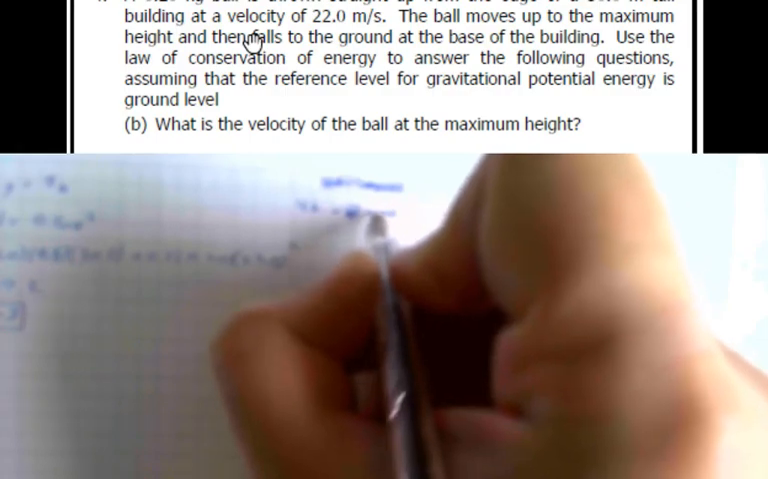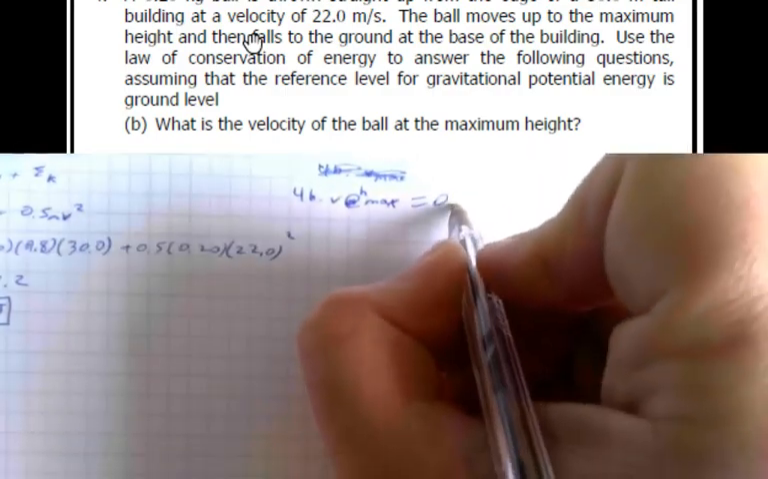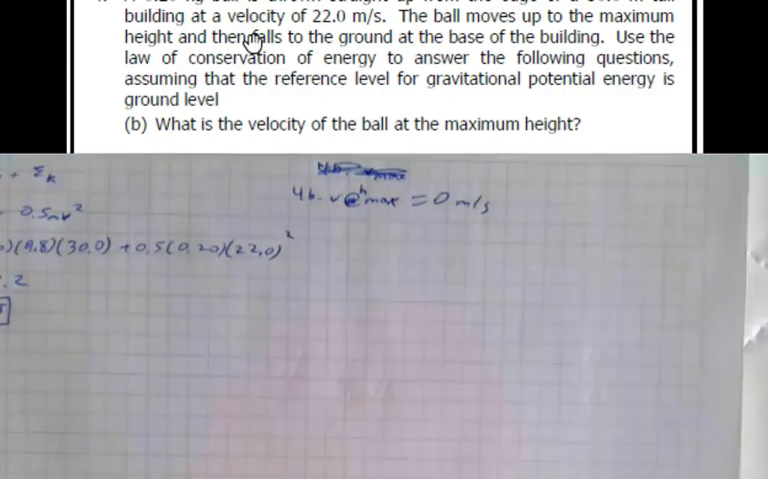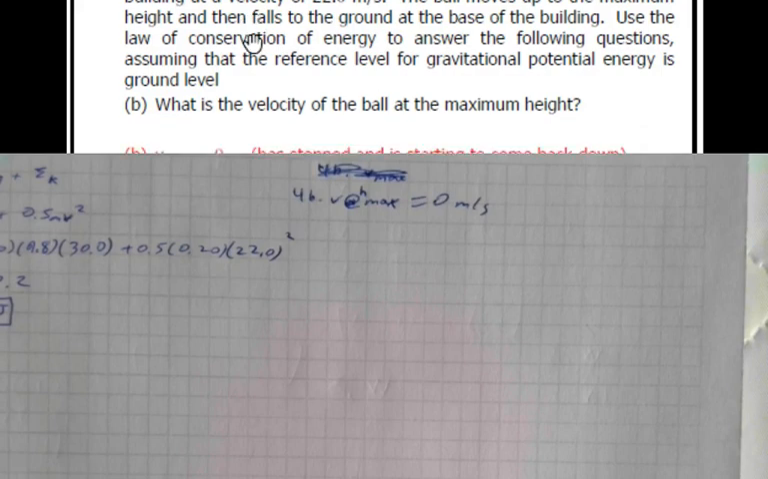V at max H, or H max, is 0 meters per second, because it can't be moving when it reaches its maximum height. So in this case, and in all cases, when you hit the maximum height of something being thrown directly up, it's going to stop before it changes direction and starts going down.